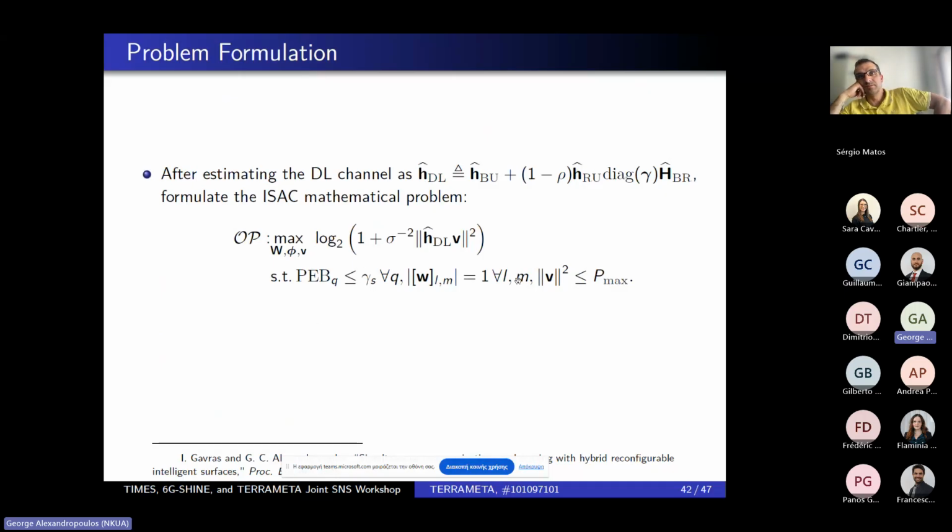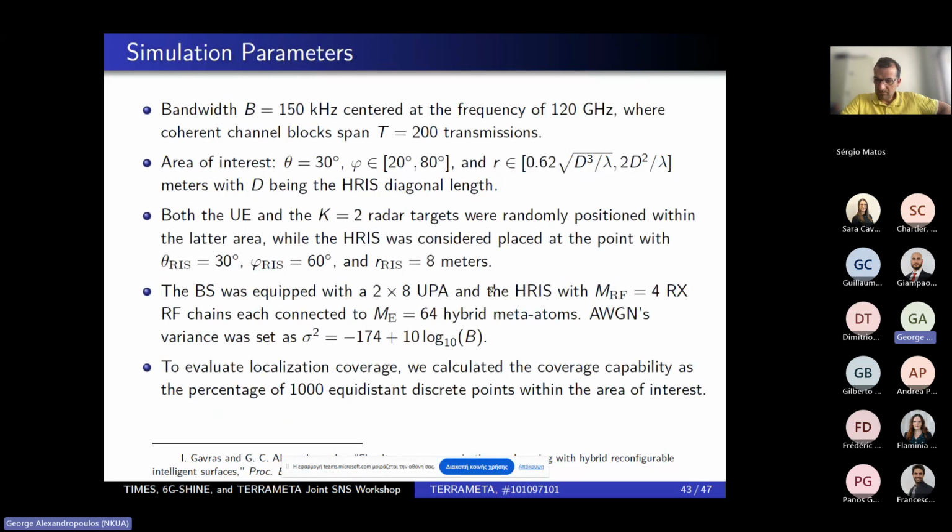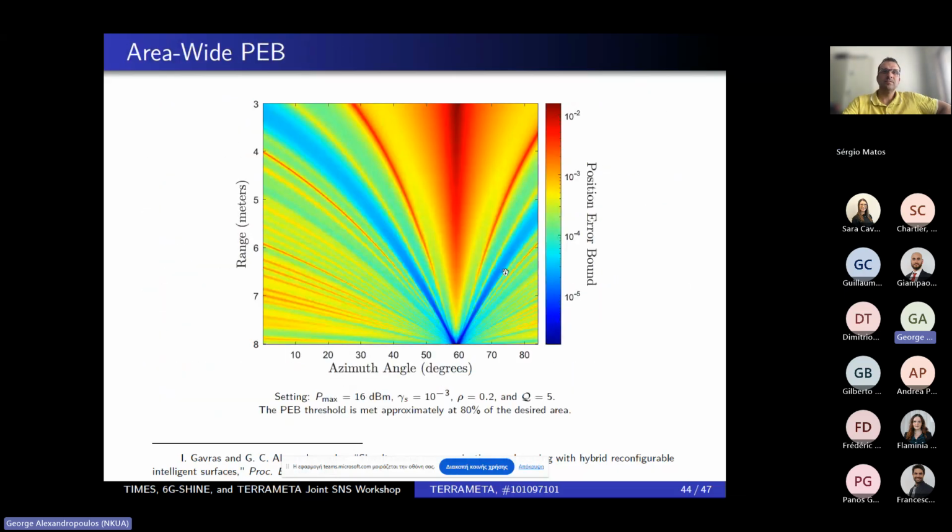This is the discretization of the area of influence where we want to provide coverage, and constraints that have to do with the transmit power and the actual hardware characteristics of the RIS. I don't have time, so it's doable. You can provide an area-wide PEB in order to enable this pi-static sensing of the target.